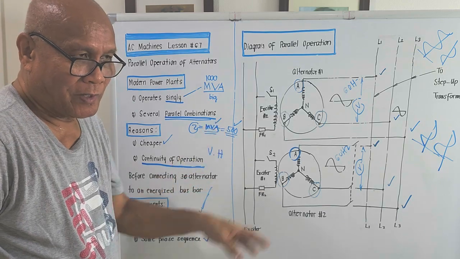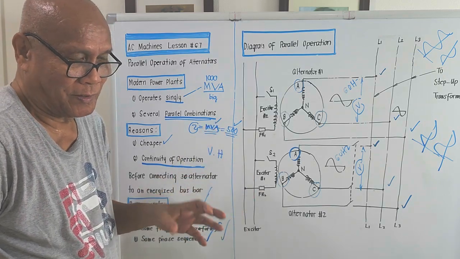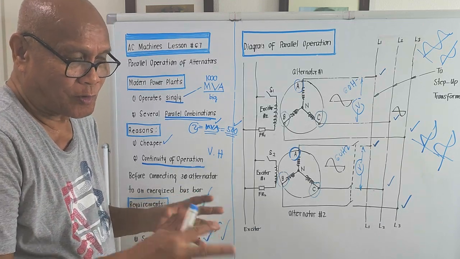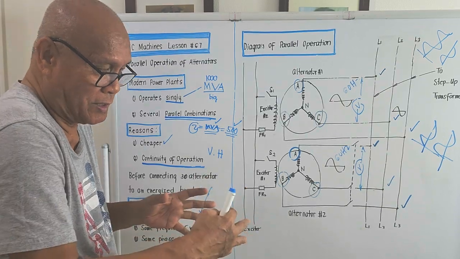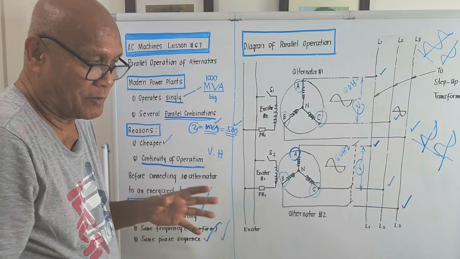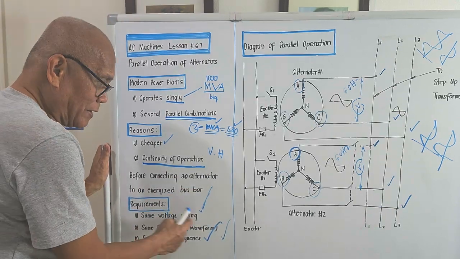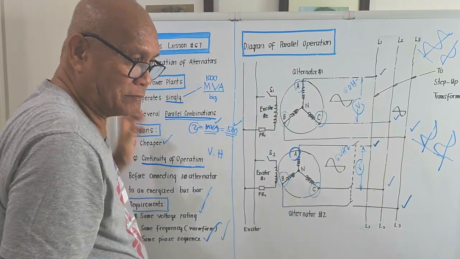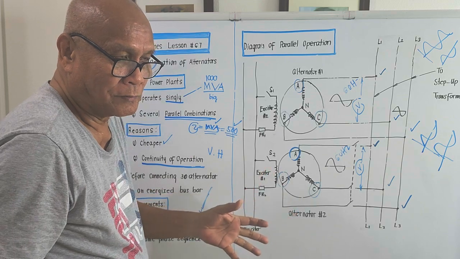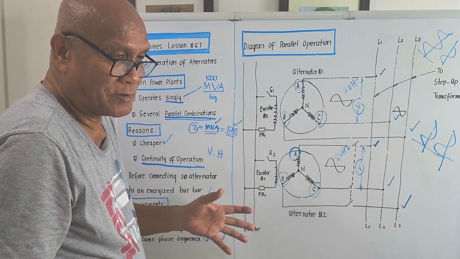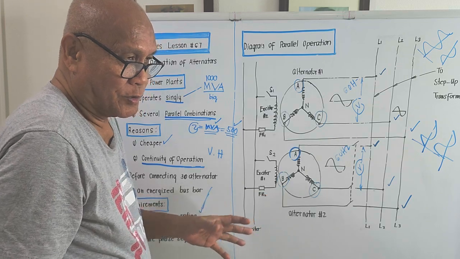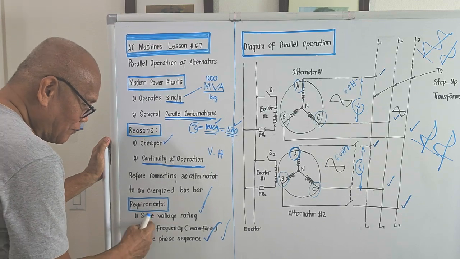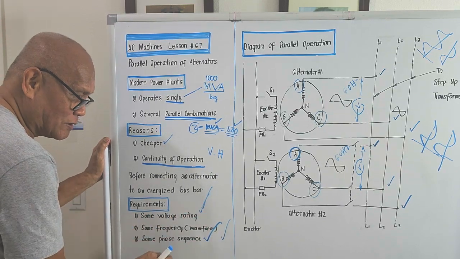These are the requirements for the alternators to operate without producing a circulating current when there is no load on the feeder lines. Because if the voltages are different, like in the transformer, there would be a big circulating current, and that's a wastage of power, and we might burn some of the armature windings. So it's a must that we follow these three requirements: same voltage rating, same frequency, and same phase sequence.